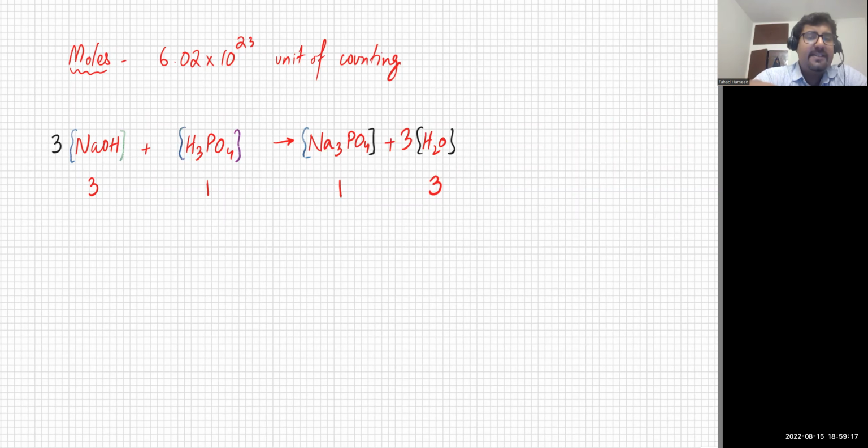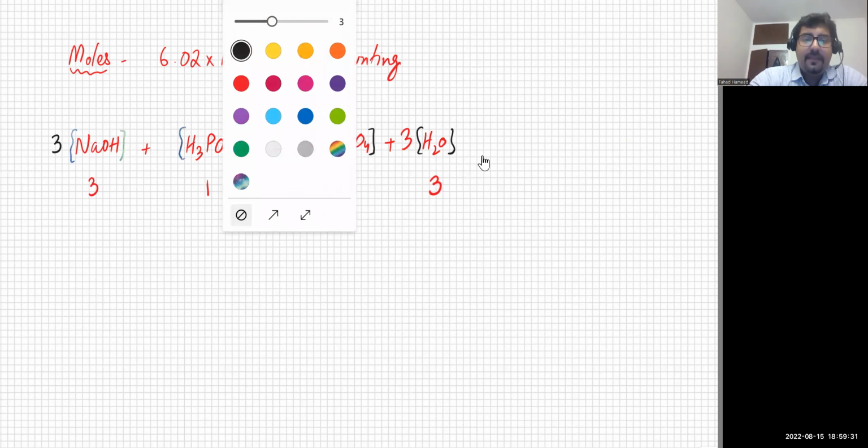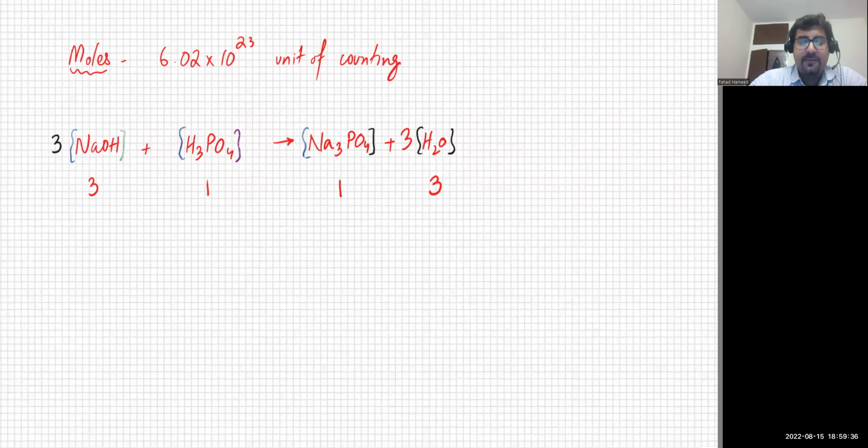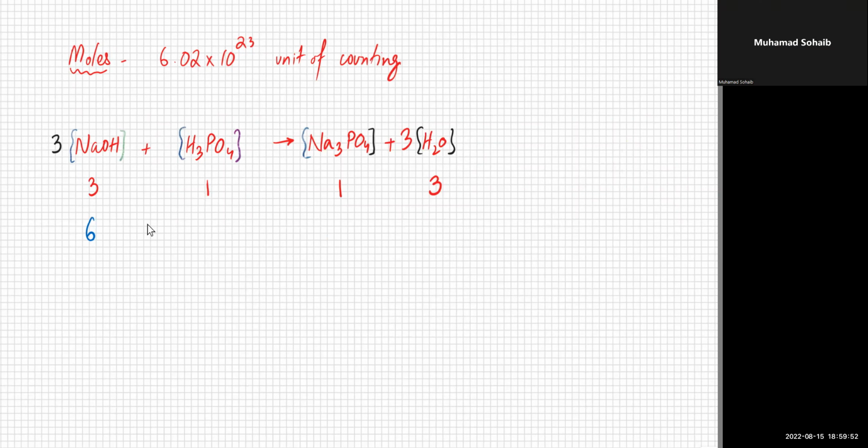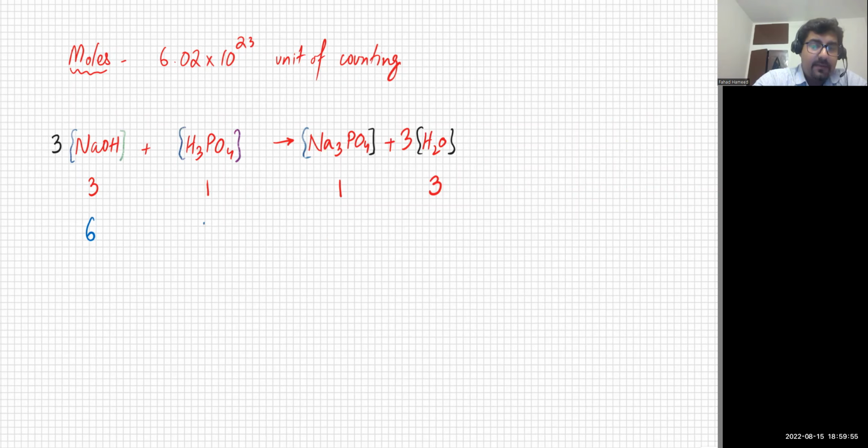And they have a certain ratio. Everything has to be mixed in a certain proportion or certain ratio. So I told you that in a balanced equation, it gives you the simplest ratio in which the molecules and compounds are going to react with each other. So 3 reacts with 1. So if I have 6 NaOH, how much phosphoric acid do I need to react with it according to the ratio? Like 3 needs 1. 6 according to the ratio would need 2.